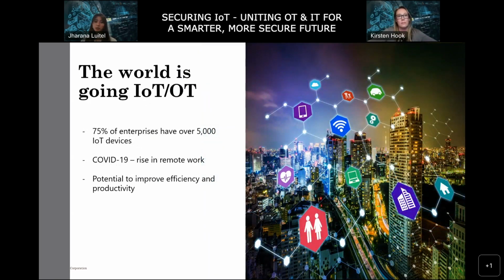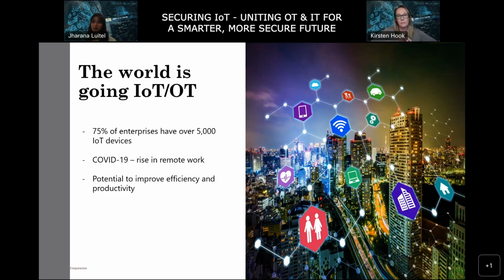As we know, the world is going IoT and OT, because it has the potential to revolutionize the way we live, work, and interact with the environment. According to a report by Gartner, there were over 20 billion connected IoT devices in use just in 2020, and this number is expected to rise to over 50 billion by 2030. In fact, 75% of enterprises already have over 5,000 IoT devices in use.